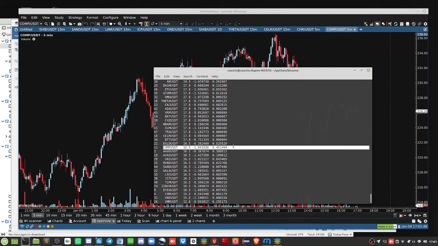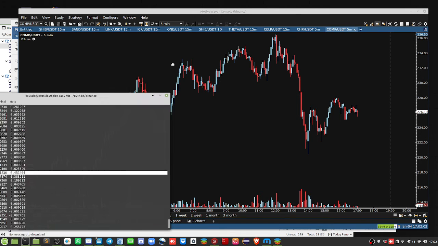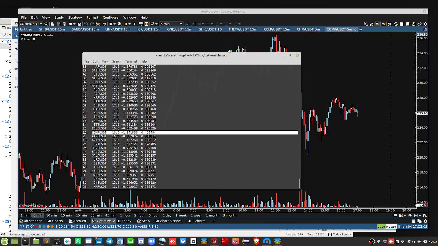It's still looking pretty strong, and it's got a fairly strong slope as well. So this is something I'd definitely consider. I think I've done this prediction before, and compound did move, oddly enough. So that's a pretty good one. Now let's look at Dash.